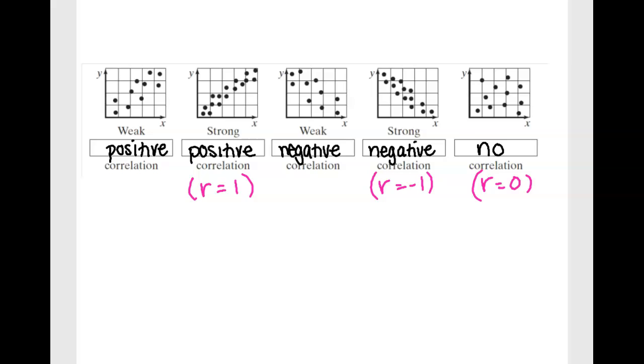Okay? Lines can be described in a variety of ways. They are described as strong or weak. They are described as positive or negative. And if they are a scattering of points with no relationship, then we say they have no correlation. So we can describe lines in a variety of ways. They're strong or weak. They can be correlated or not correlated.